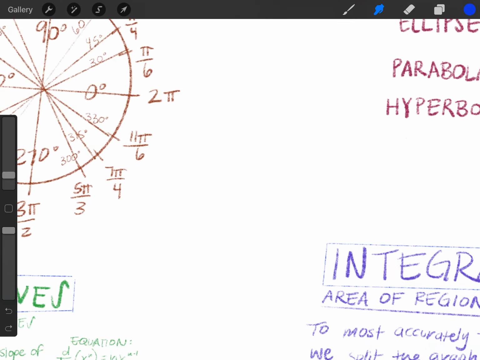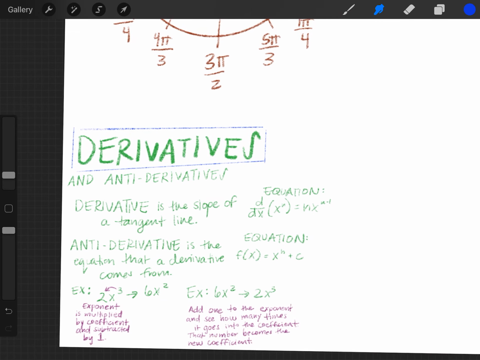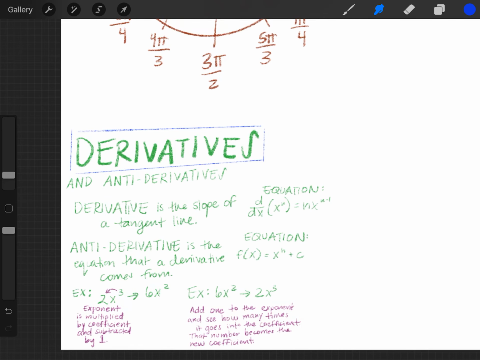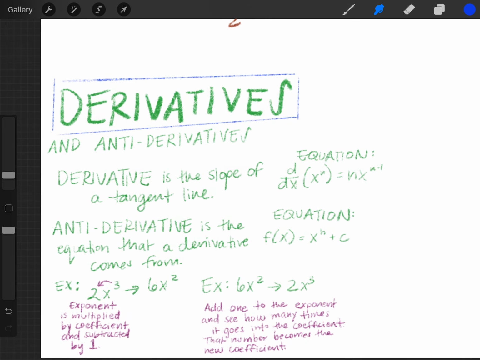And then for the third one, we have derivatives and antiderivatives. A derivative is the slope of the tangent line, and as you can see, the equation is off to the right. And antiderivatives are basically what the function was before you took the derivative. And the equation is there off to the right.